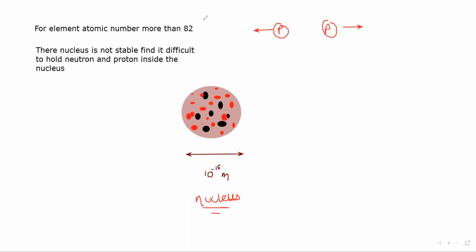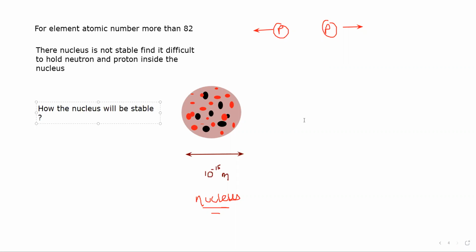So the neutrons and protons find it difficult, like the nucleus finds it difficult to hold these particles inside the nucleus, and the nucleus becomes unstable. Unstable means it finds it difficult to hold these. So how can the nucleus be stable? How can the nucleus get stability?